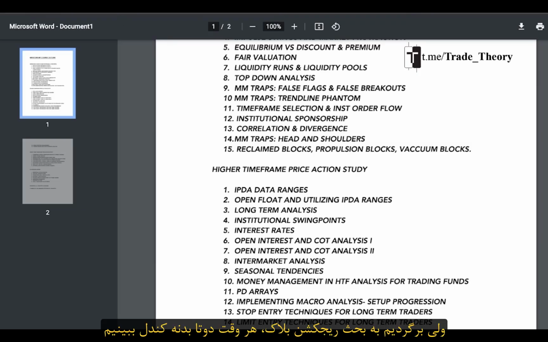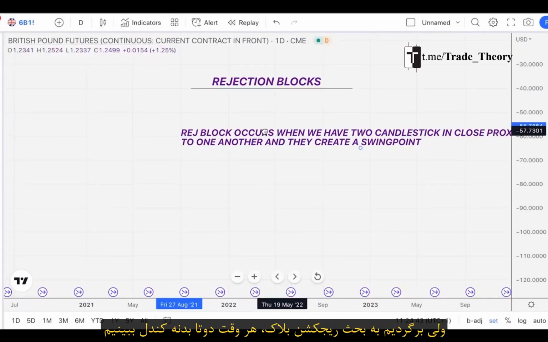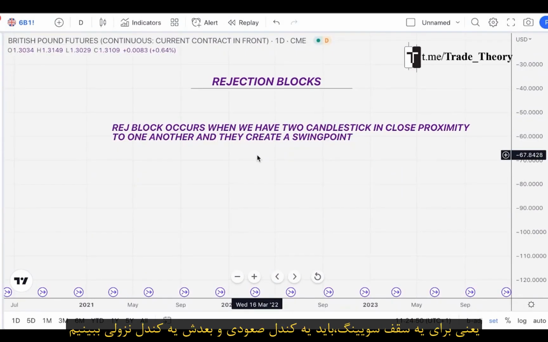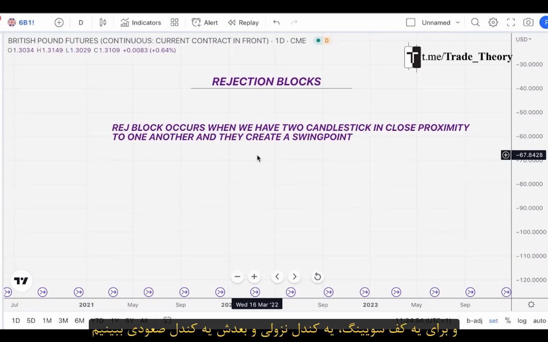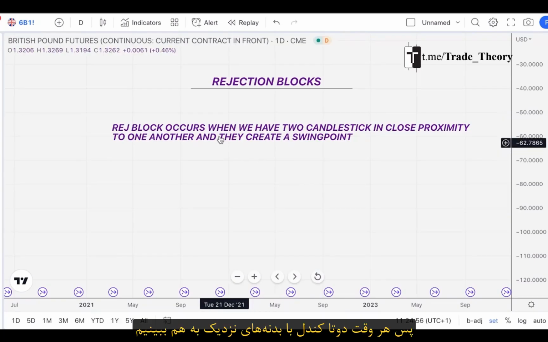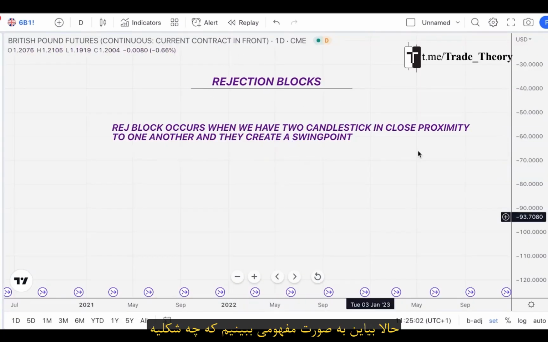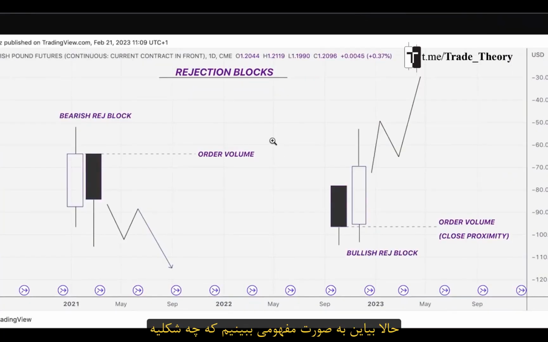But going back into rejection block, whenever we see two opposing candlestick bodies, I mean for a swing high you're looking for a bullish candle and a bearish candle, and for a swing low you're looking for a bearish candle and a bullish candle. So whenever you see two candlestick bodies in close proximity to one another and they create a swing point, you've got a rejection block. Let me show you conceptually what they look like.